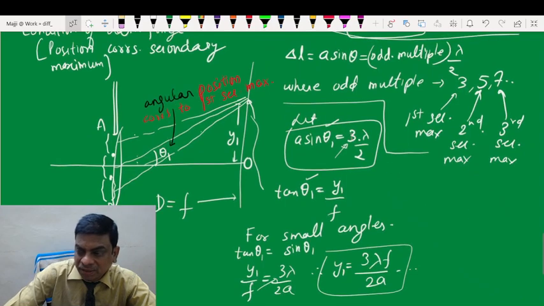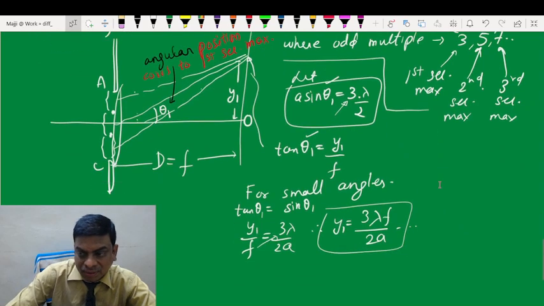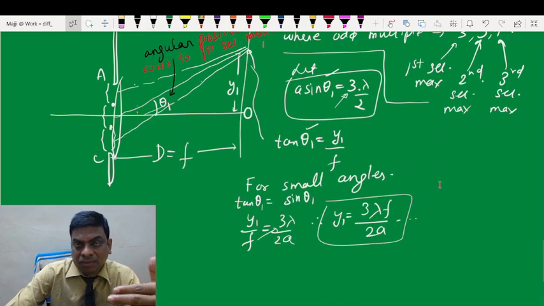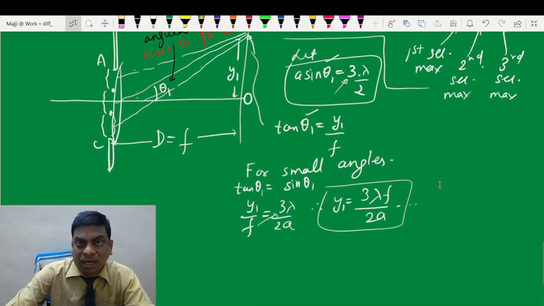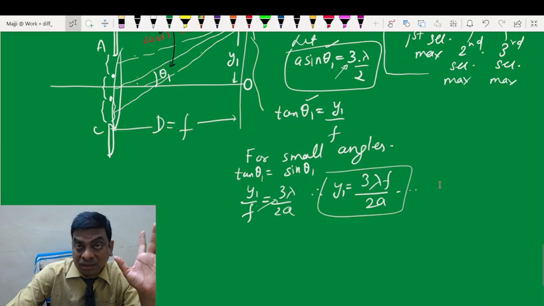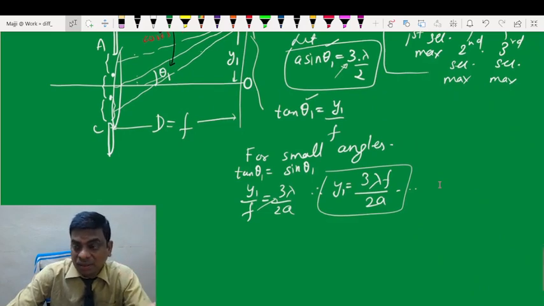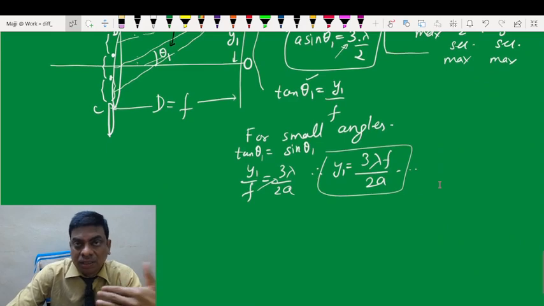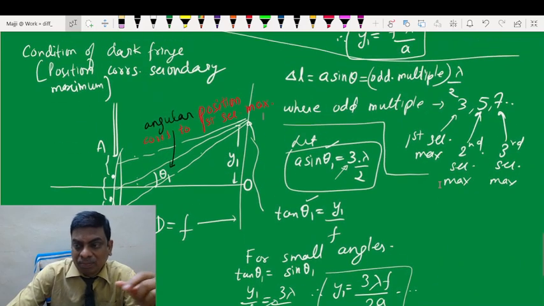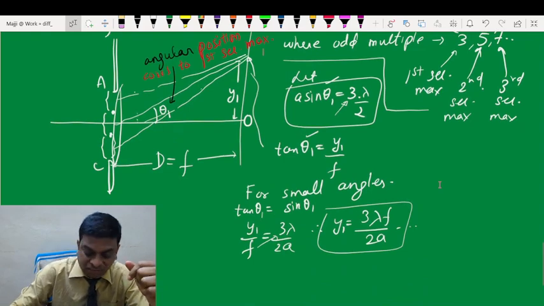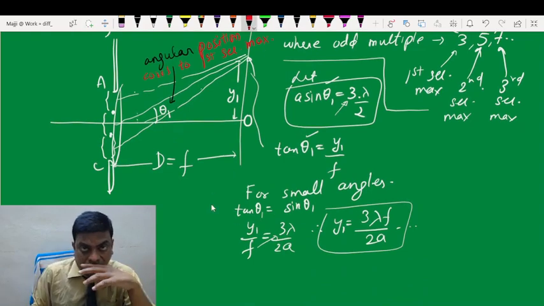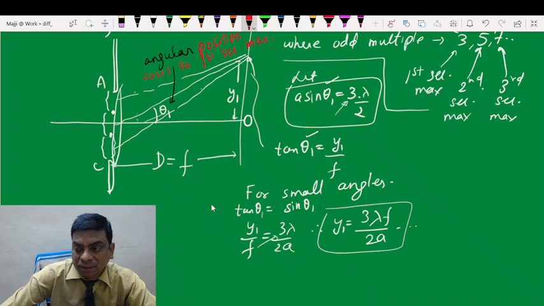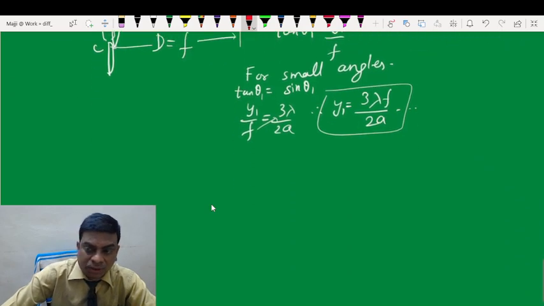Similarly, if you take 5 instead of 3 here, then that will correspond to the second secondary maximum and so on. Now, between two secondary maxima, you will find one secondary minimum, and between two secondary minima, you will find one secondary maximum, alternately. Even though they are not equally spaced, certainly there will be alternate dark and bright fringes. So this entire pattern is known as the diffraction pattern, which is observed on the screen. I hope that is clear.